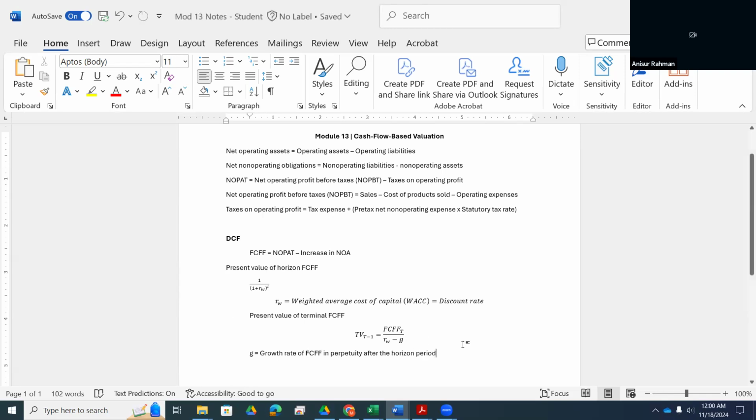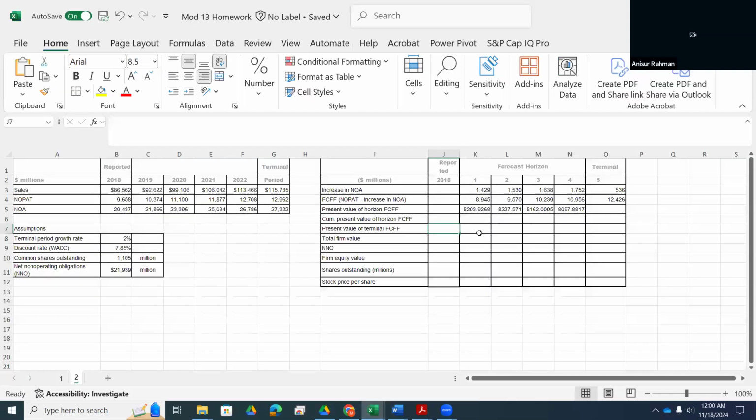So what that basically means, we have forecasted free cash flow to the firm individually for each year up to year 4. And we will make an assumption that after year 4, free cash flow to the firm will change at a specific rate of G. It could be 1%, 2%. In this problem, it says it is 2%. It could be some other number too.